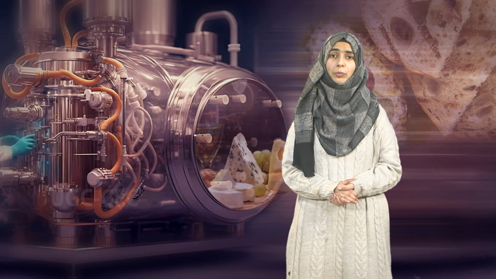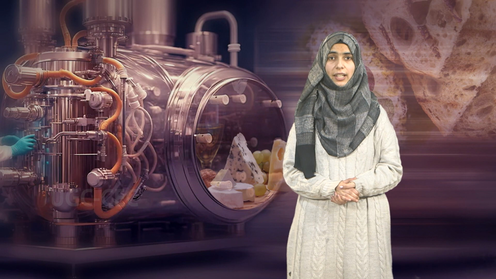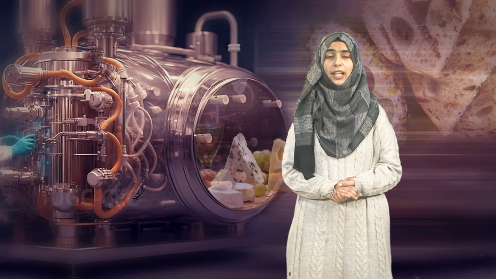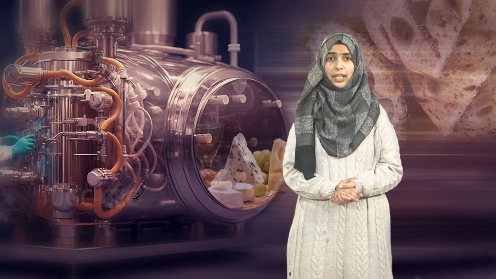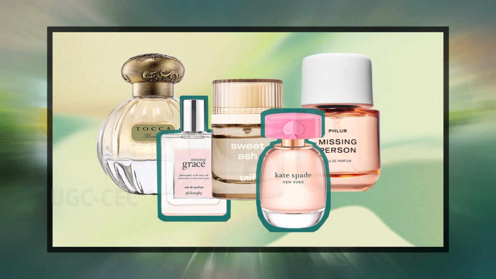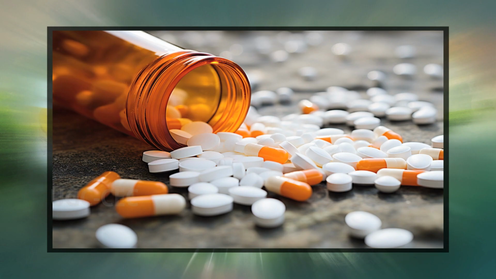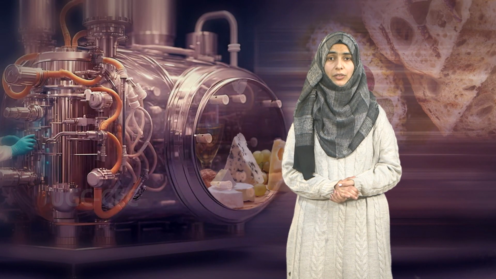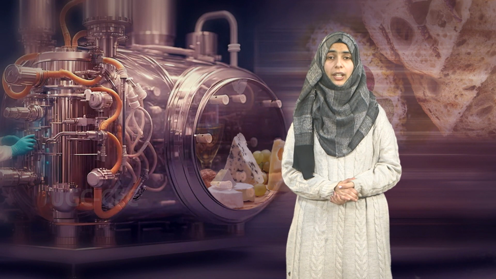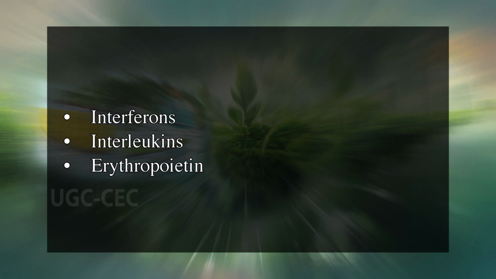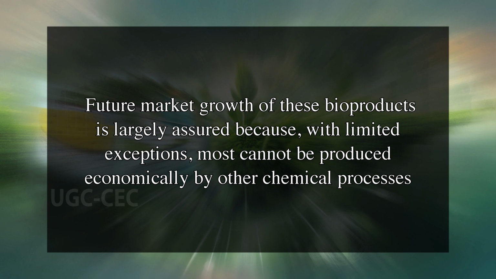More recently, bioprocess technology is increasingly using cells derived from the higher plants and animals to produce many important products. Plant cell culture is largely aimed at secondary product formations, such as flavors, perfumes, and drugs, while mammalian cell culture has been concerned with vaccine, antibody formation, and the recombinant production of protein molecules such as interferons, interleukins, and erythropoietin. The future market growth of these bioproducts is largely assured because, with limited exceptions, most cannot be produced economically by other chemical processes.